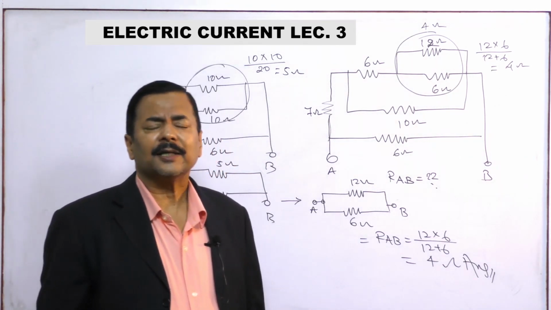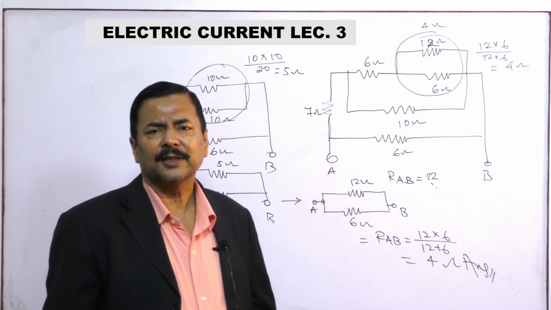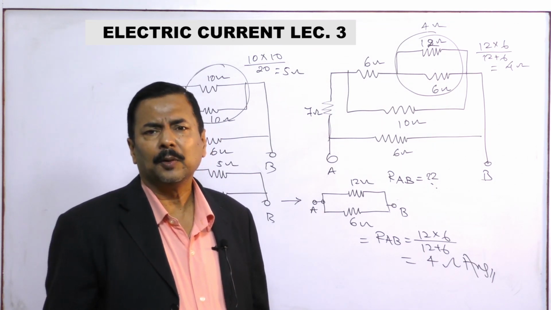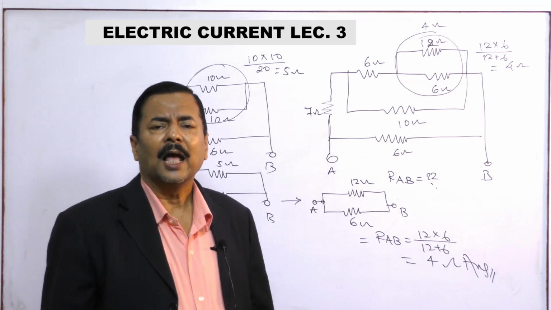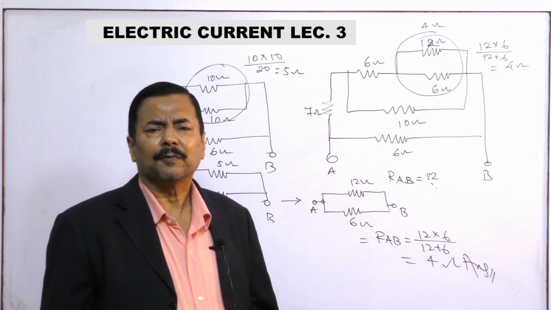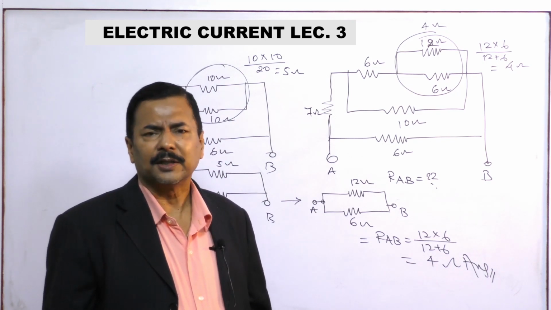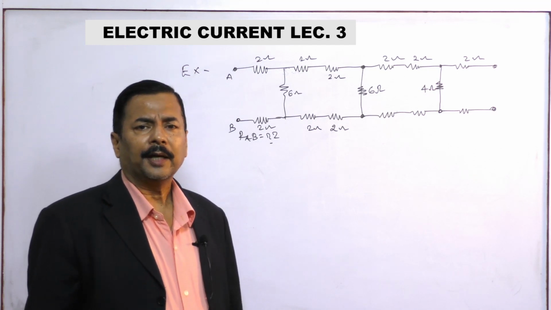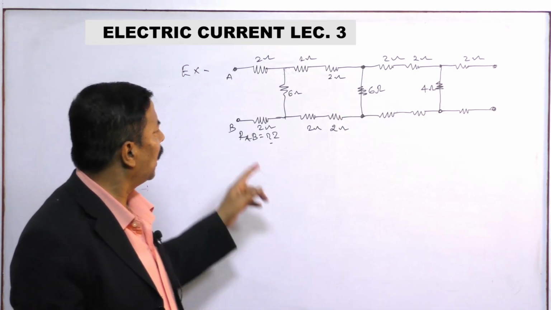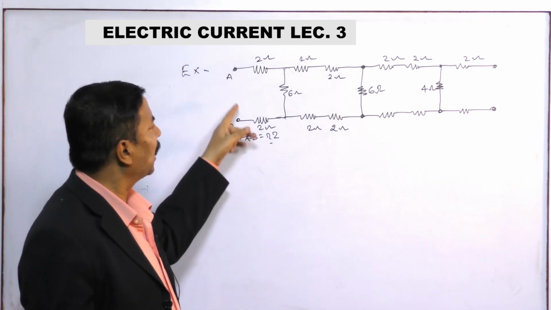So I hope that this type of simple questions will help you in clarifying the concept of series and parallel, and then we will see one or two more questions on this same concept. Now here you see, this is the network and you have to find RAB.